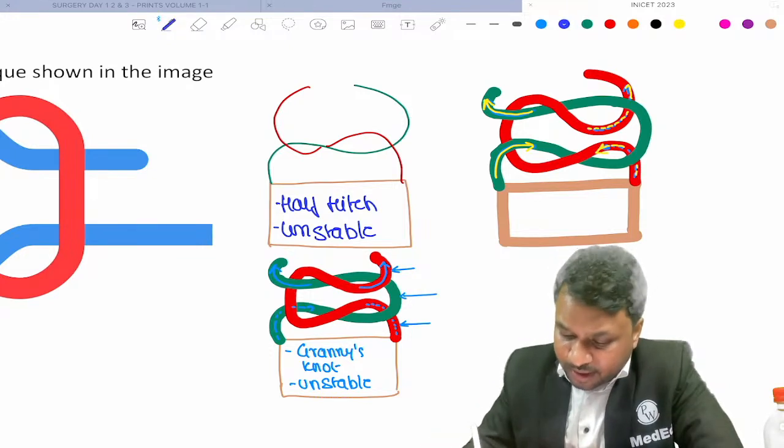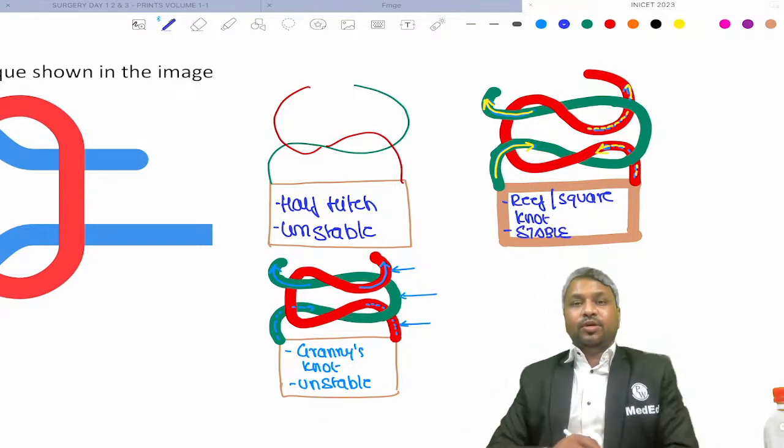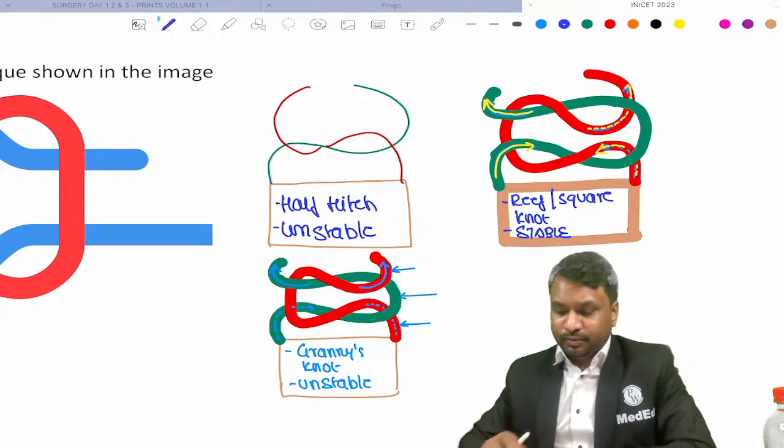This is what we call the reef knot, also called the square knot, and this is a stable knot. This is an example of a stable knot, right?